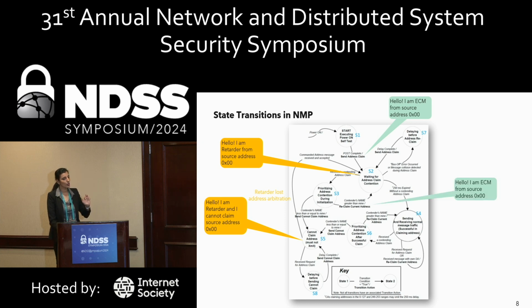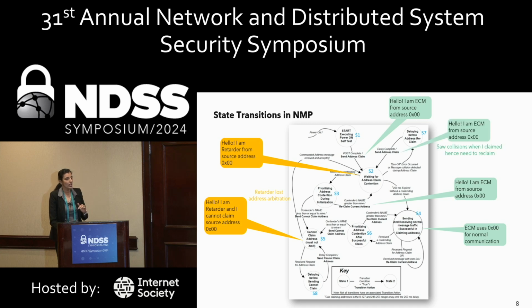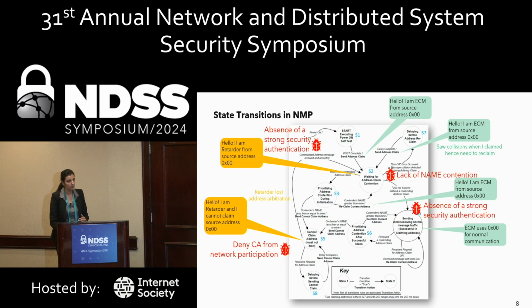And the device that wins the arbitration can now use the address to continue normal communication. Another scenario is a controller application seeing collisions or bus off, which would add a pseudo-random delay, reclaim the address and continue participating on the network.